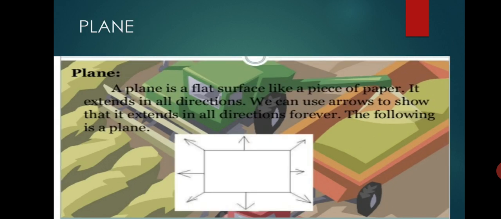Plane. A plane is a flat surface like a piece of paper. Anything that is flat represents a plane. Your notebook page, your blackboard, your whiteboard, everything is a plane. It extends in all directions. We can use arrows to show that it extends in all directions forever. For example, in the following figure, we have drawn the arrow. This represents that this plane extends in any direction.